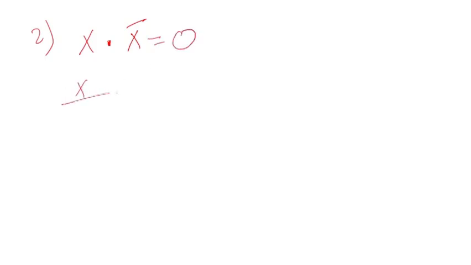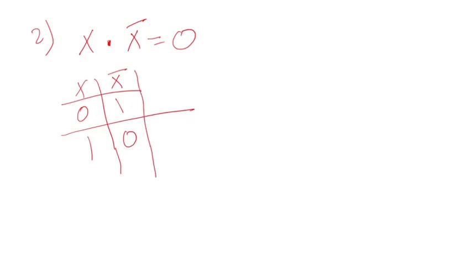So x can be either 0 or 1. For x bar, you invert the value of x. Now x and x bar. So x and the complement of x will be logic 1 if and only if both x and the complement of x are 1. If they are not both 1, the value is 0. So I have 0 and 1, that means 0. 1 and 0, they are not both 1, that means 0. So check.